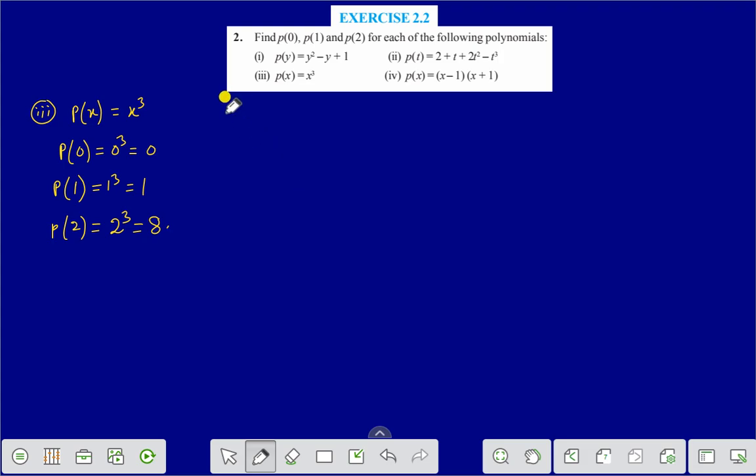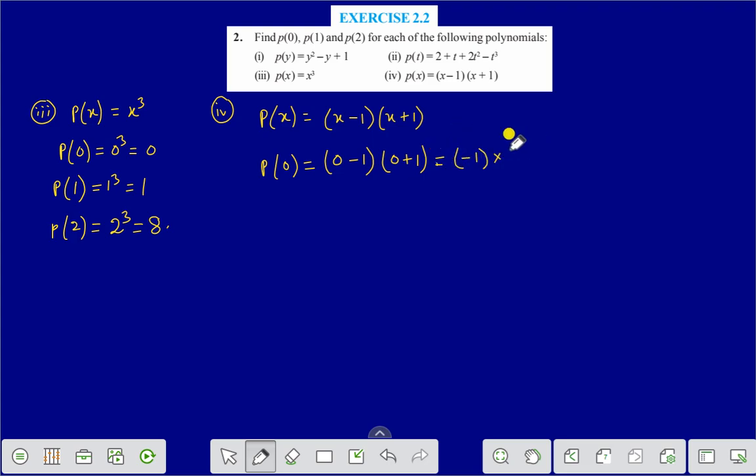Then find question number 4. Question number 4 here you see is P(x) is equal to x minus 1 into x plus 1. We find P0, then we are getting 0 minus 1 into 0 plus 1, or we are getting minus 1 into plus 1, then we are getting minus 1.